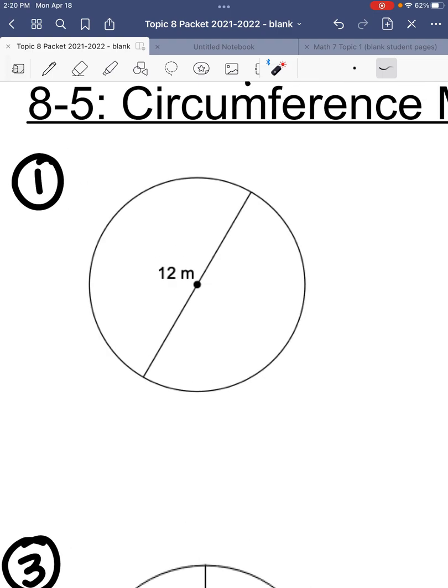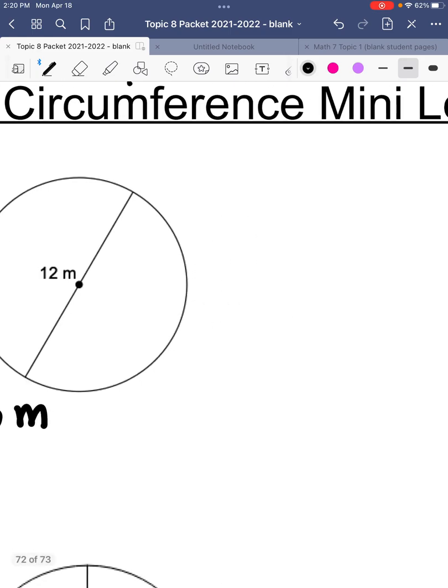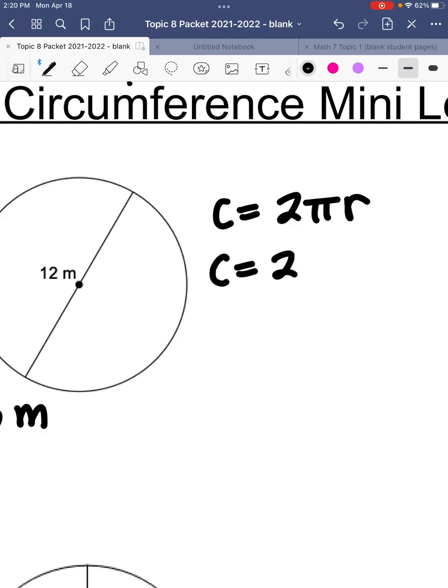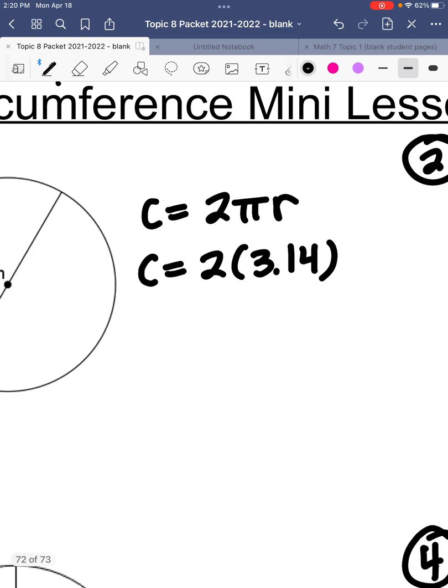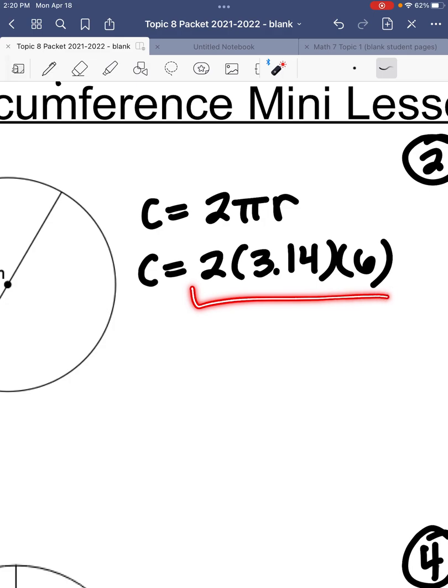So number 1 right here, I have a circle and I see that my line goes all the way across, so that's my diameter. And my diameter is 12 meters. So my radius is going to be half of that. So 12 divided by 2 is 6 meters. So that's what I'm going to use in my formula, okay? So I know that circumference is 2 times pi times the radius. So circumference is 2 times 3.14 times my radius of 6. So now I'm going to put this into my calculator.